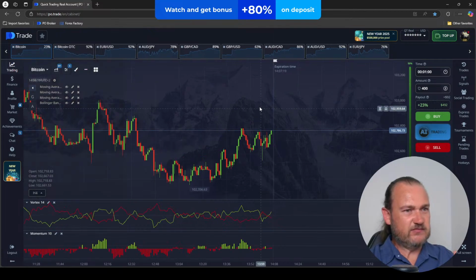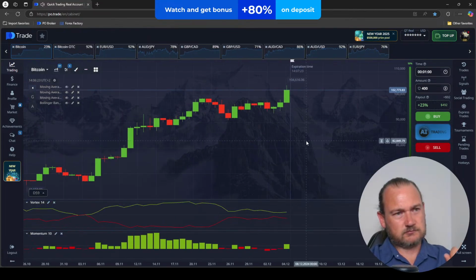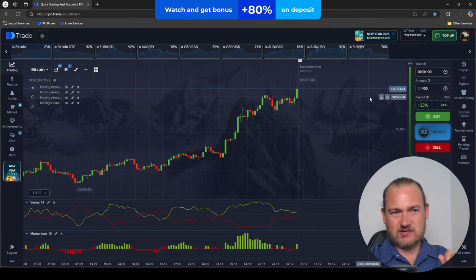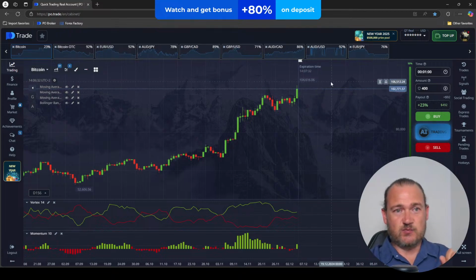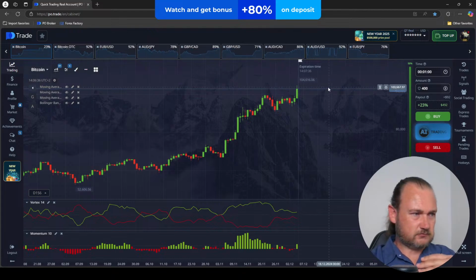There we go. Let's have a look at Bitcoin quick. I'm going to switch to a daily chart. So this is awesome. Bitcoin is currently trading at $102,000. It's almost 300. I suspect we're going to see more upside over the next few weeks.